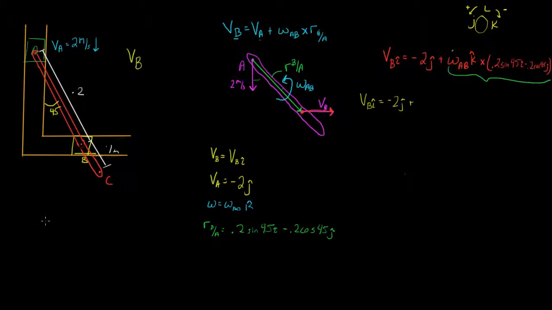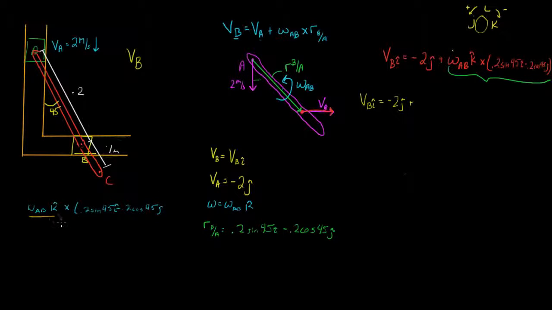And I'll do it over here just to keep things out of the way. So we're going to have an omega AB with a k component, and this is going to be crossed with this position vector, which is 0.2 times the sine of 45 minus 0.2 times the cosine of 45. This is a j component and this is the i component. So we're going to take each of these terms separately.